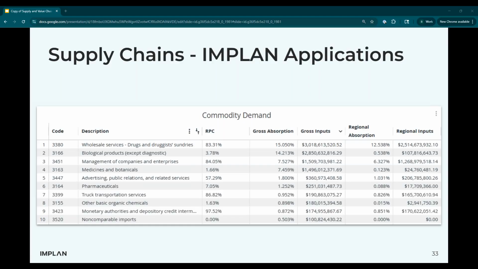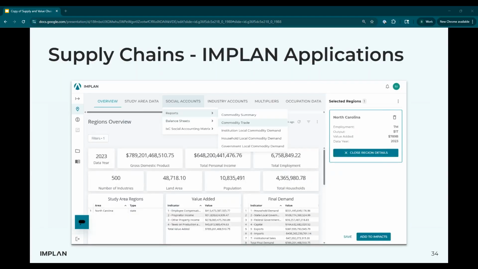So here I've started this to look at the largest intermediate inputs, and this gives a good idea of where those leakages are in the supply chain, right? Management is local, advertising is mostly local, truck transportation, banking are all local, but other major inputs such as biological products, medicines and botanicals, pharmaceuticals, and other basic organic chemicals are coming from outside the region. So what I want to know is, where are those coming from, right? I want to know which of those may be subject to new import duties.